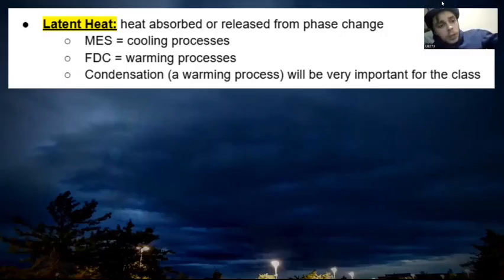So remember, that might sound counterintuitive, that freezing is a warming process and melting is a cooling process, but that goes back to the fact that you have to think about, are we talking about the parcel or the environment? And that's not something I'm going to get into right now because we already talked about that in the weather analysis, but that's not even really the purpose of this right now anyways. But just remember that it is counterintuitive. Condensation, which is a warming process, is going to be very important for this class for severe weather.